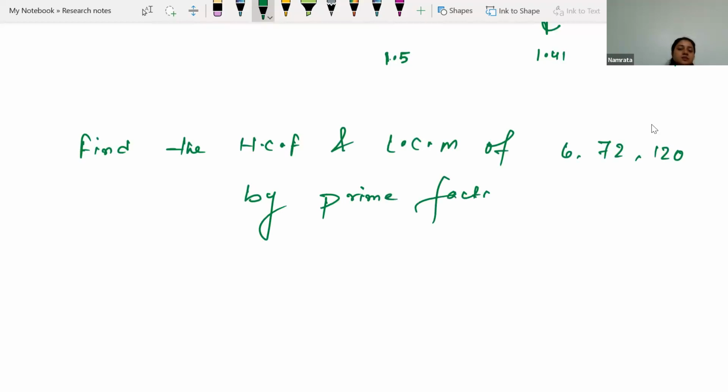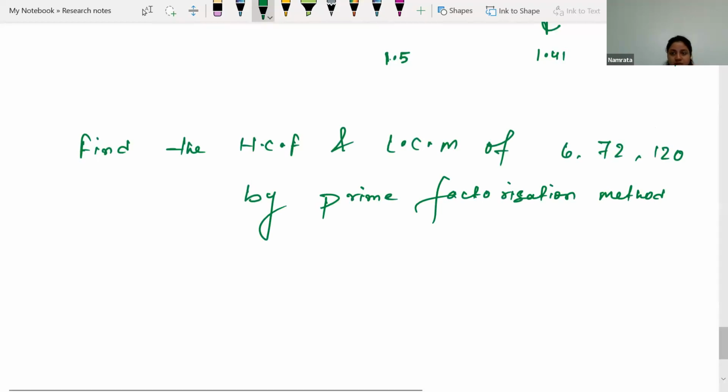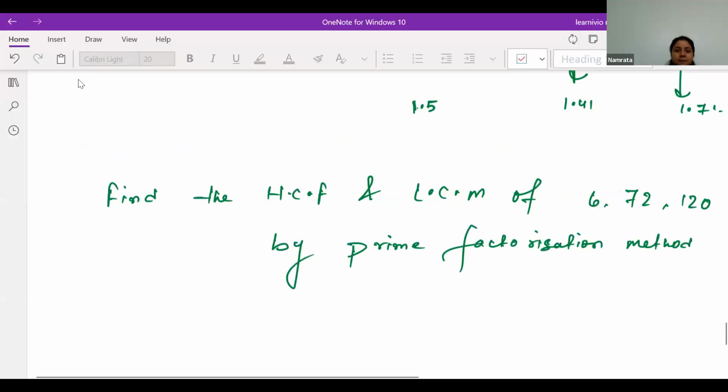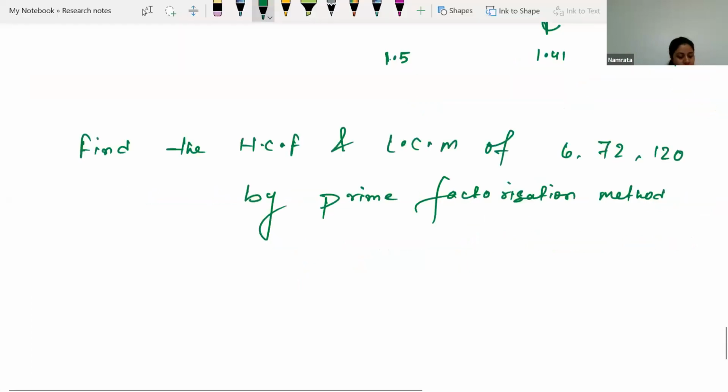Just tell me the answer. Do it by your own and tell me what will be the answer. Okay, you can write the answer in the chat box. The question, if you want to see, it's 672 and 120.